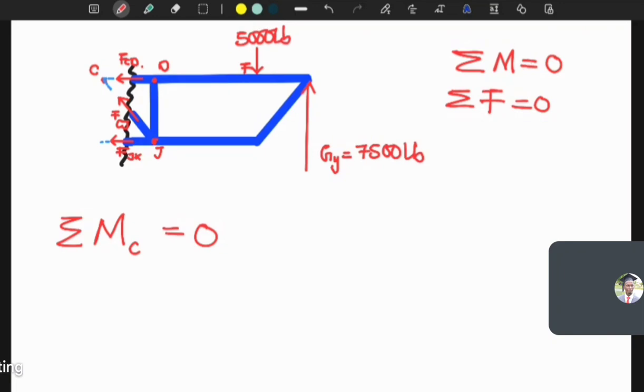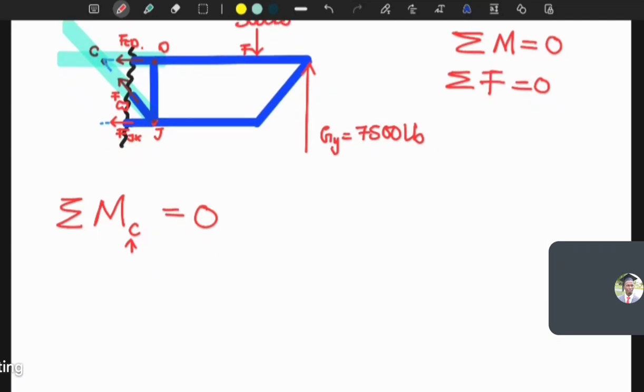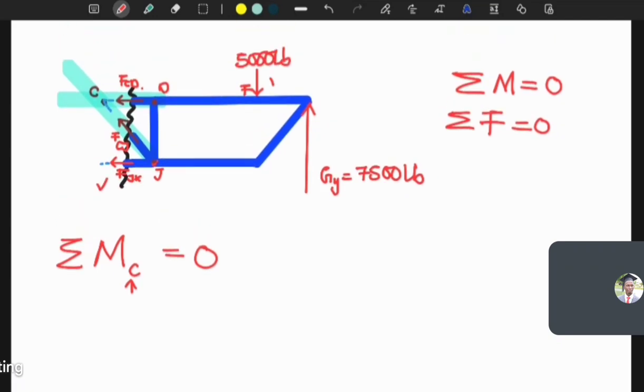You see, the best thing about this is that if moments are being evaluated at a given point, it then implies that any forces passing through that point will not cause a rotation about that point. Take FCJ for example. FCJ passes through C. FCD also passes through C. This implies that if I'm taking moments about C, those two forces will not cause a rotation about point C, meaning that only FJK, the 5000 there, and GY will cause a rotation about point C. So let's do that.